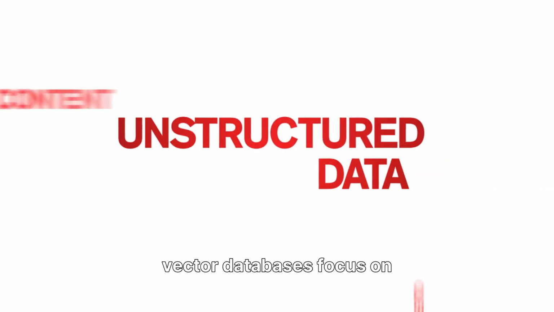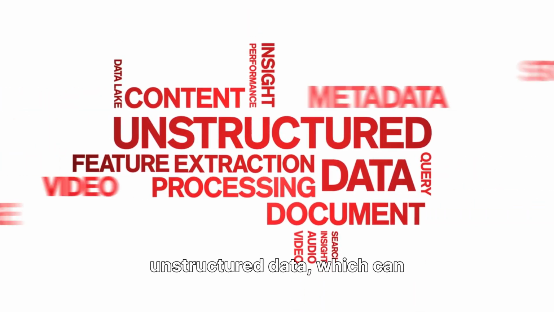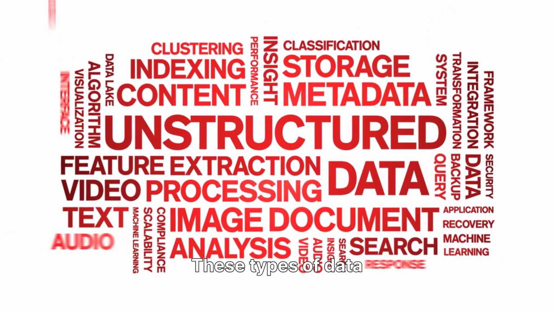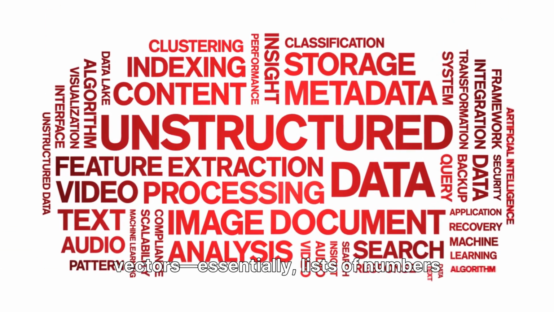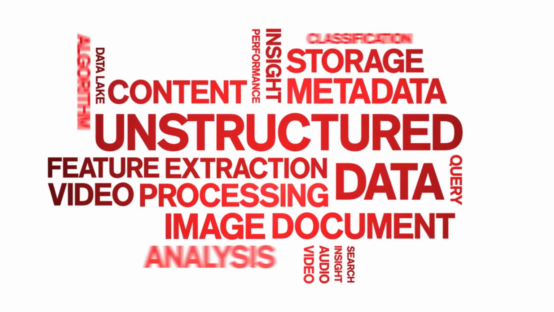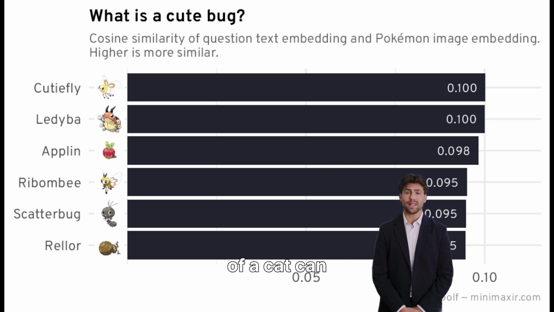On the other hand, vector databases focus on unstructured data, which can be anything from images to text. These types of data can be converted into vectors, essentially lists of numbers that represent the characteristics of the data. For example, an image of a cat can be transformed into a vector that captures its color, shape, and texture. This transformation into a numerical format is called embedding.